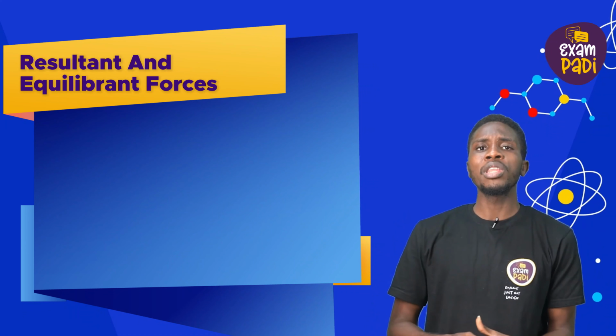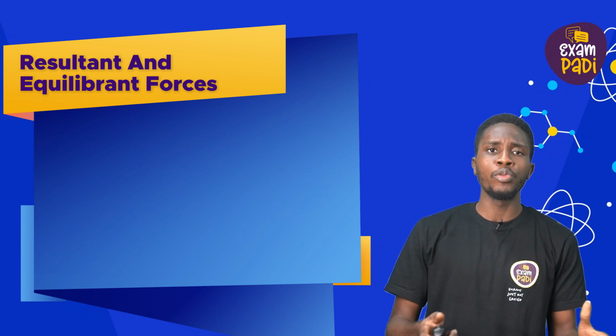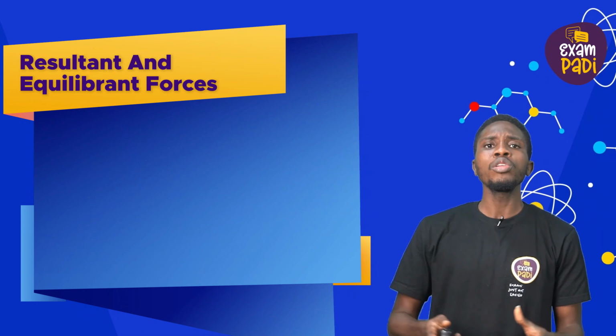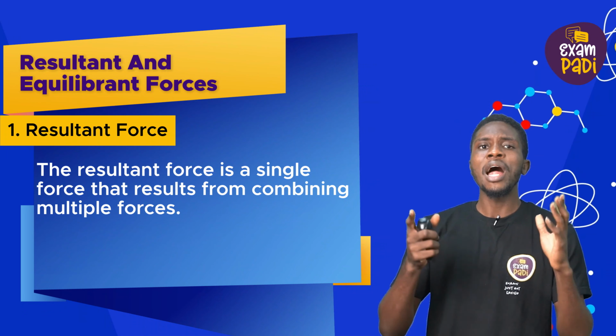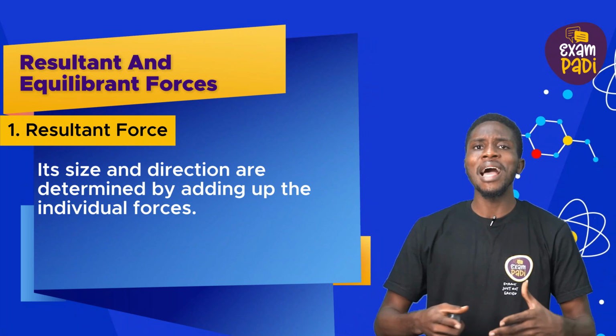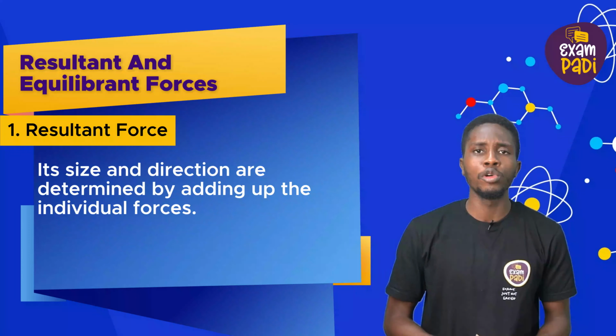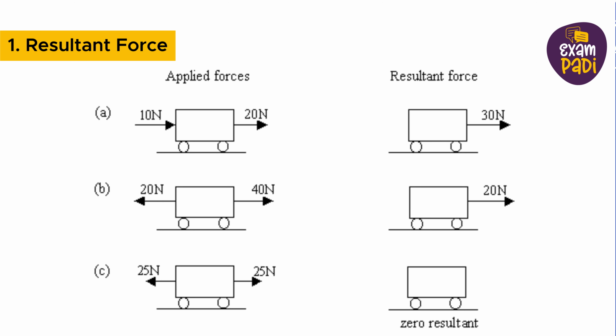Let's look at resultant and equilibrium forces. The terms resultant force and equilibrium force are important concepts related to equilibrium. The resultant force is a single force that results from combining multiple forces. Its size and direction are determined by adding up the individual forces. When the resultant force is 0, the object is in equilibrium, either at rest or moving at a constant speed, because all the forces cancel each other out.